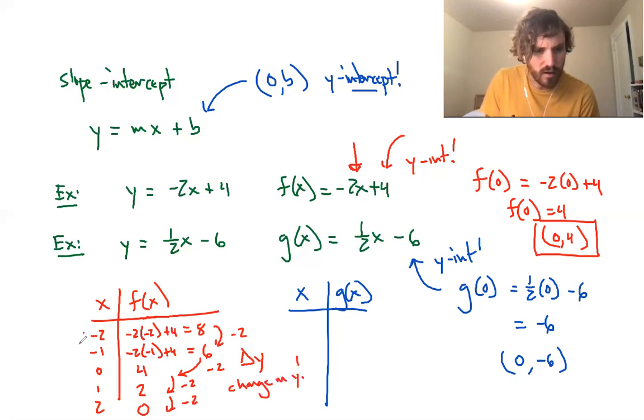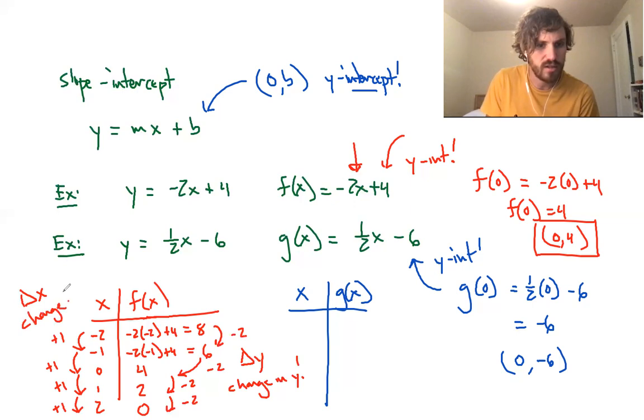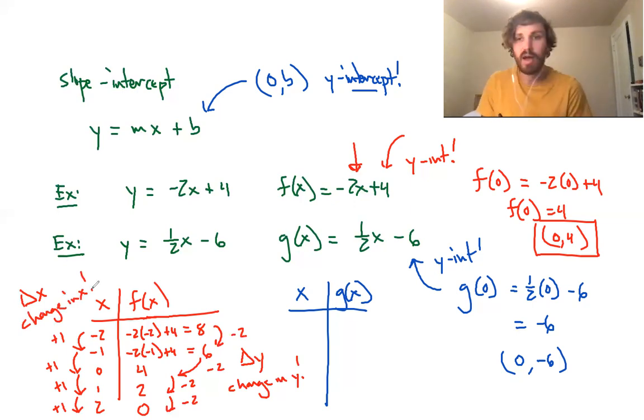And over here, my x values are increasing. From -2 to -1 is +1. From -1 to 0 is +1. From 0 to 1 is +1. And from 1 to 2 is +1. So this is my change in x. And I can tell that this is a linear function because those changes are constant.